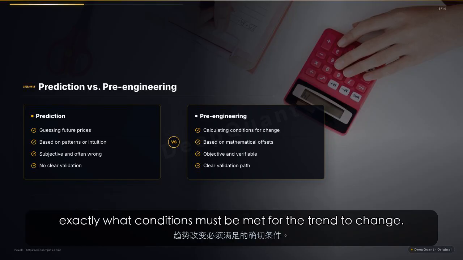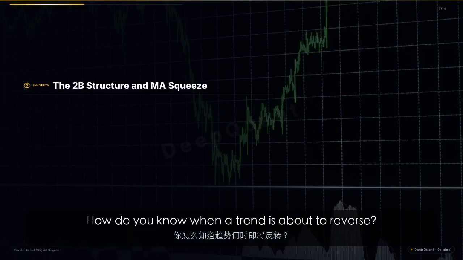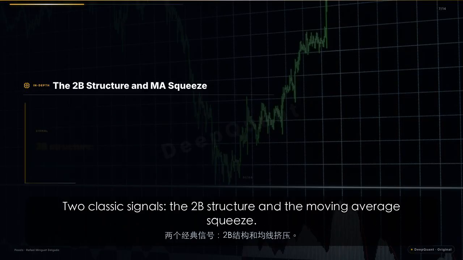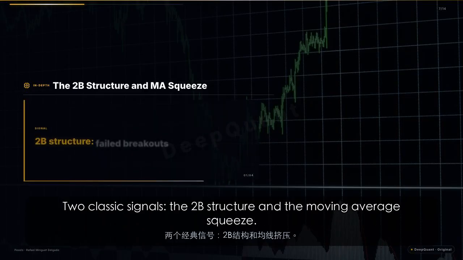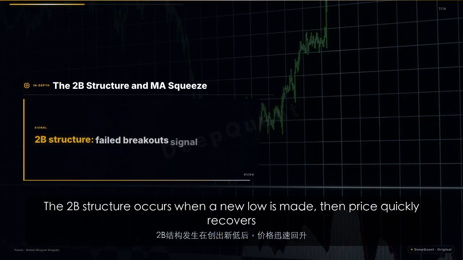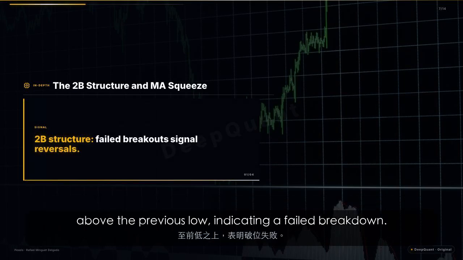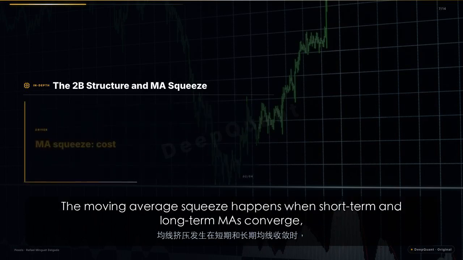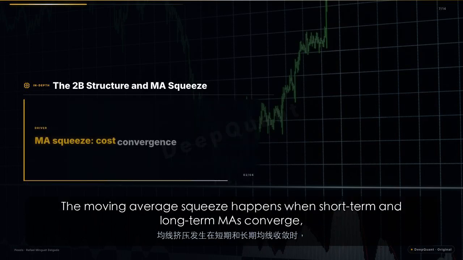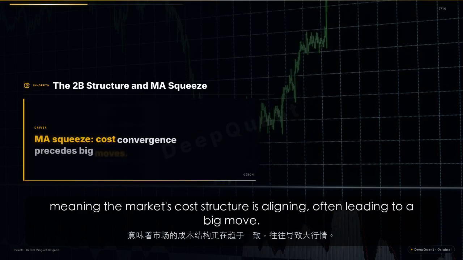How do you know when a trend is about to reverse? Two classic signals, the 2B structure and the moving average squeeze. The 2B structure occurs when a new low is made, then price quickly recovers above the previous low, indicating a failed breakdown. The moving average squeeze happens when short-term and long-term MAs converge, meaning the market's cost structure is aligning, often leading to a big move.